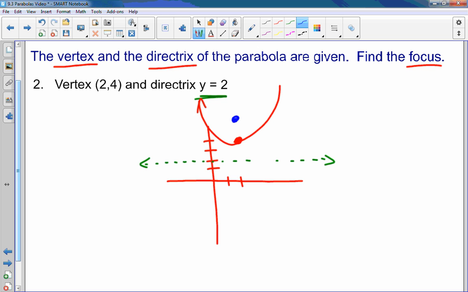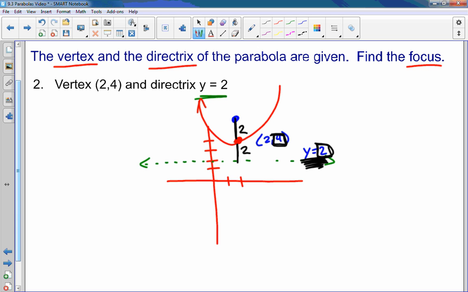Now I can find that exact point because the vertex was at 2, 4, and my directrix was y equals 2. Take a quick look at these y values. Why do I look at the y values? Because the directrix tells me to look at the y values. This y value was at 2. This y value is at 4. Remember, the vertex is always halfway between the focus and the directrix. So if there's a distance of 2 between 4 and 2, that means there has to be a distance of 2 between the vertex and the focus.